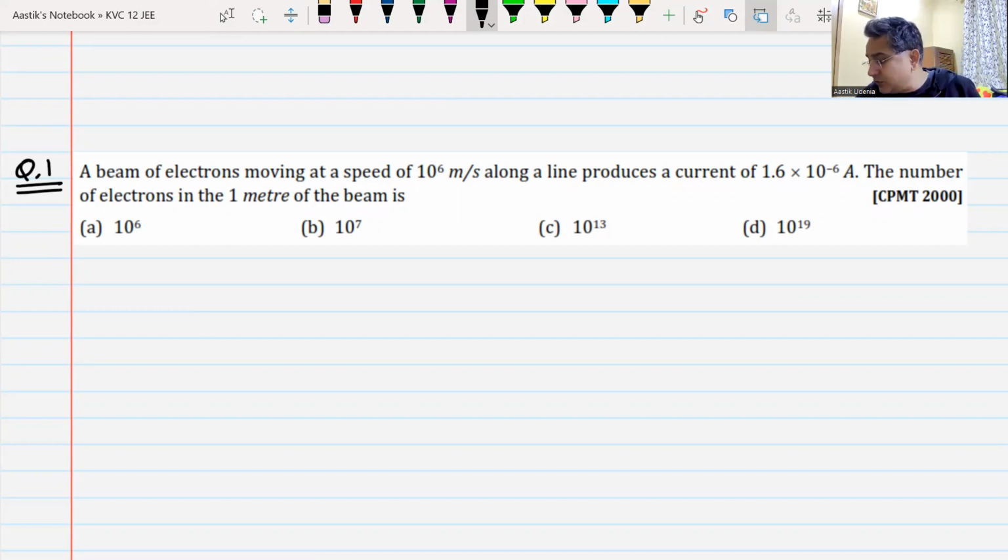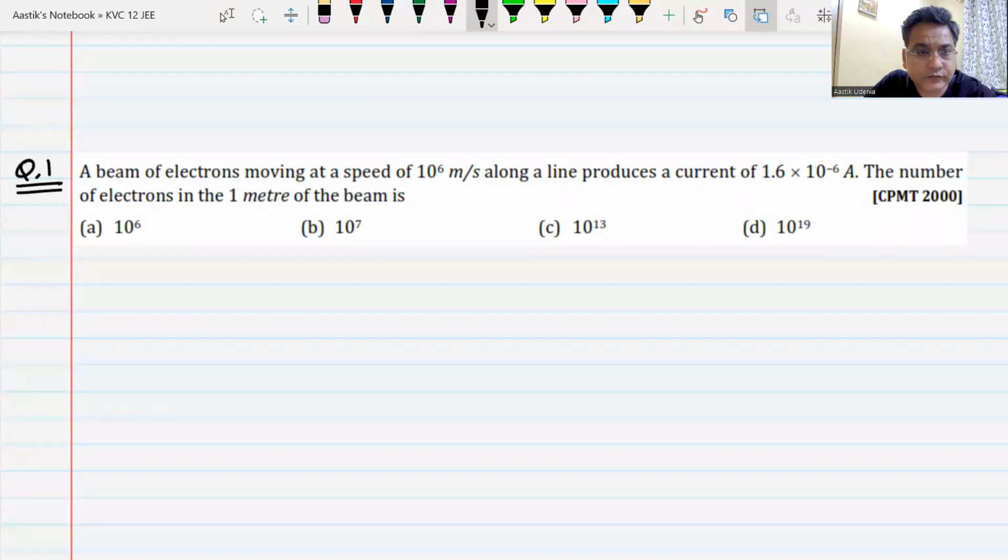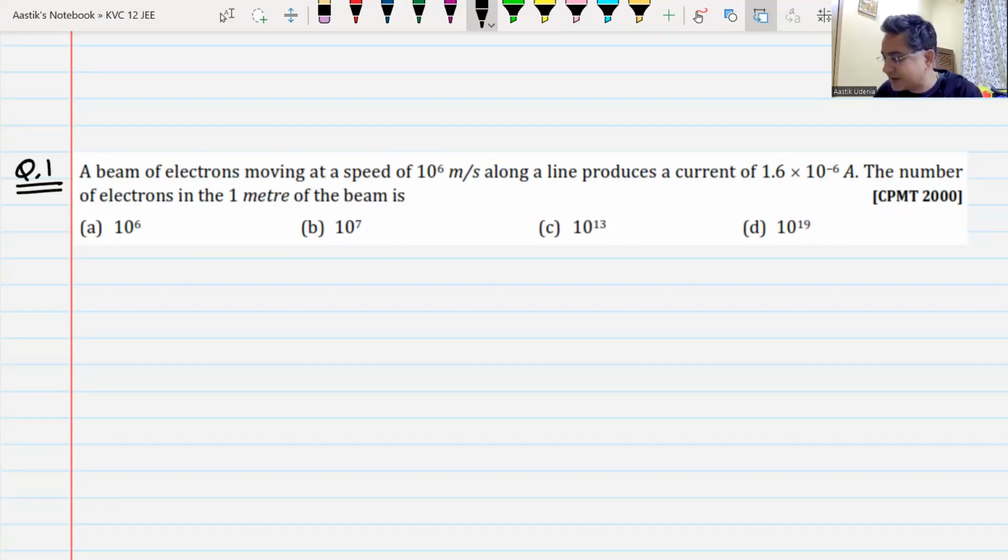A beam of electrons moving with the speed of 10 to the power 6 meter per second along a line produces a current of this much. Find the number of electrons in 1 meter of the beam. I'll give you 1 minute to do this. Option B, 10 raised to the power 7 is correct. Well done.